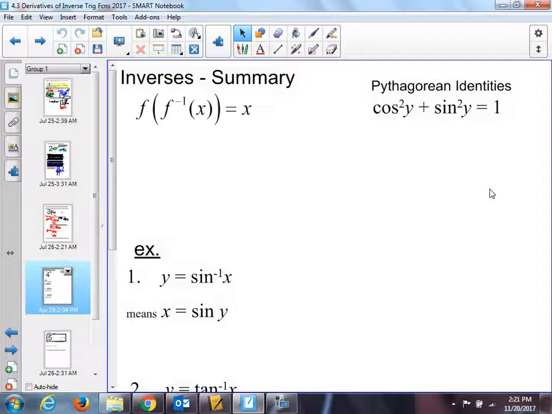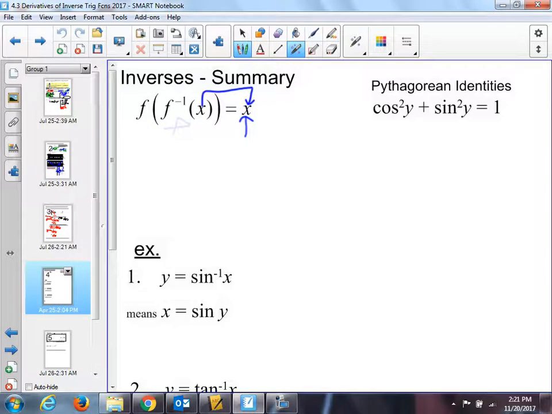Continuing with the inverses. Here's the summary. You don't have to memorize a formula, I'm not big on memory work. Anyways, this here must be known, right? If you take the function and you put its inverse inside it, the x is what comes out of it, right? You just start with what you started with.